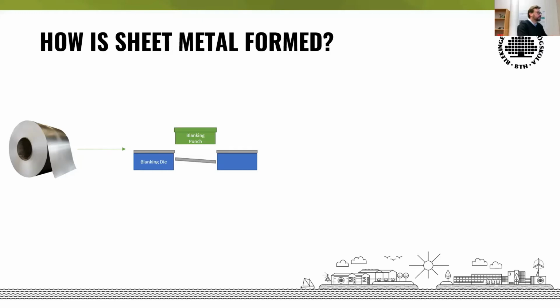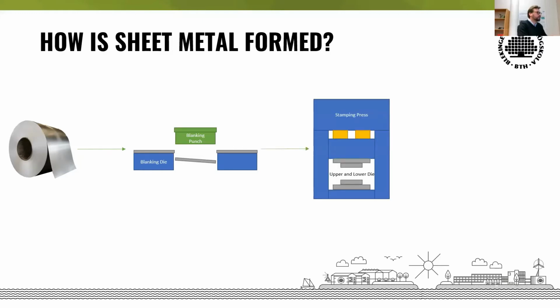Once these blanks are cut, they are fed into a stamping press, where you have an upper and a lower die that ensures that you get the shape or geometry that you are intending to. And that leaves us finally with the component.